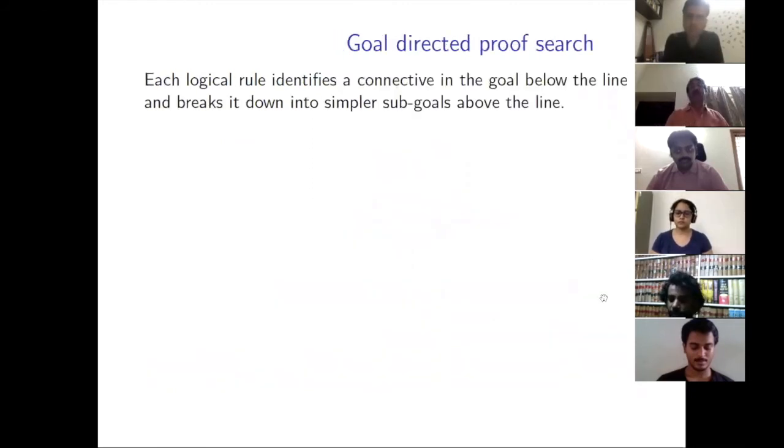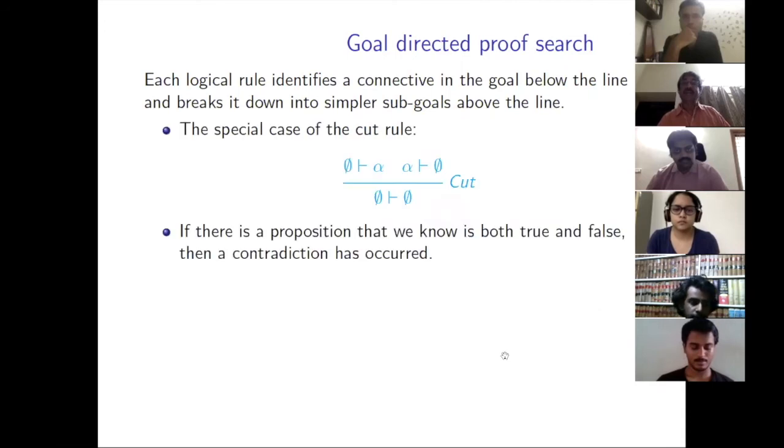So this is all about goal-directed proof search. Each logical rule identifies a connective in the goal below the line and breaks it down into simpler sub-goals above the line. This is very similar to natural deduction. And look at the special case of the cut. What does it say? Suppose I have used the empty set. I should write empty sequence, because by now we know it's not sets.